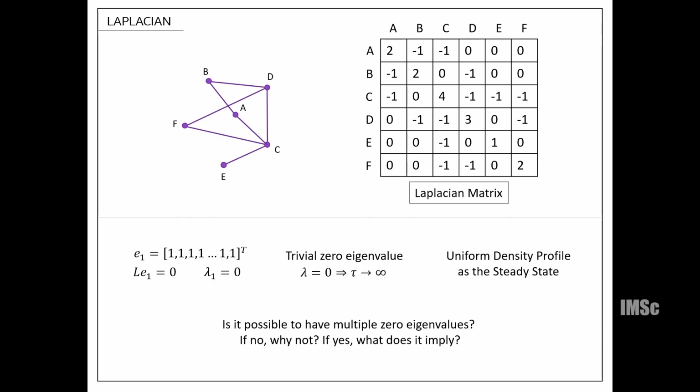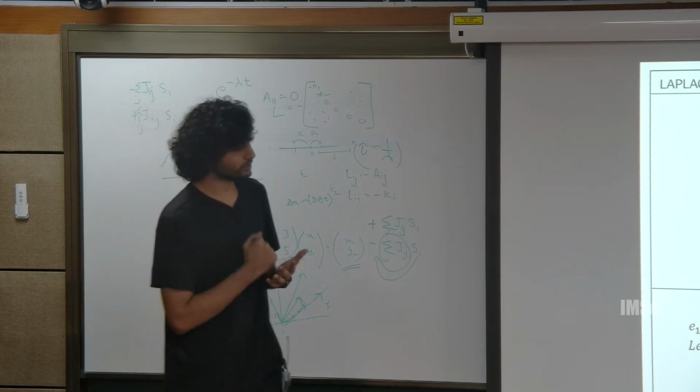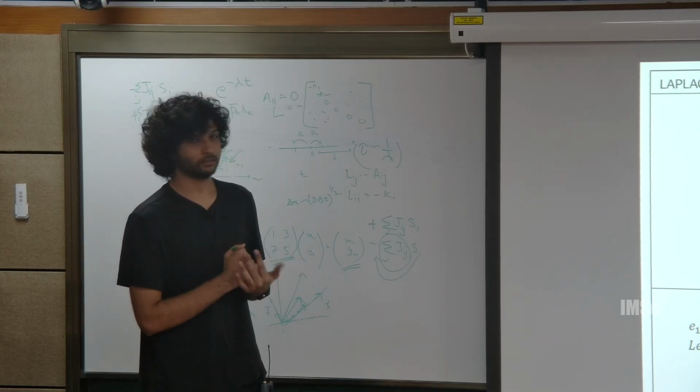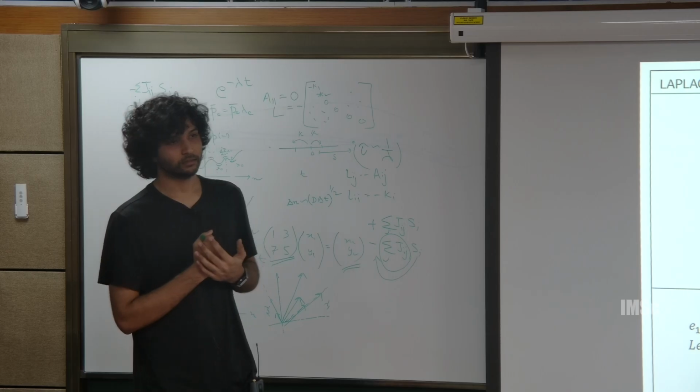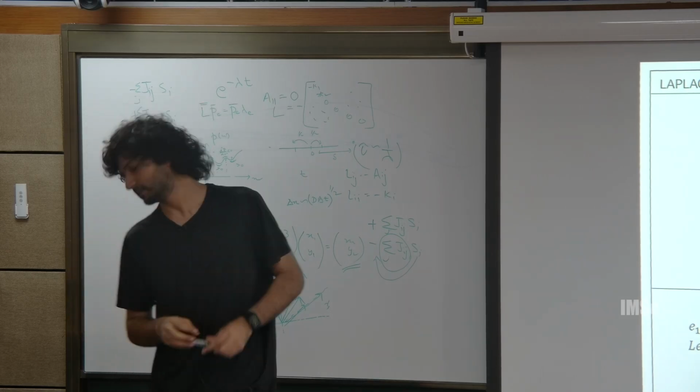Yeah, so is it possible to have multiple 0 eigenvalues? Right? What does it imply? Right, I think this was also probably mentioned. Okay.